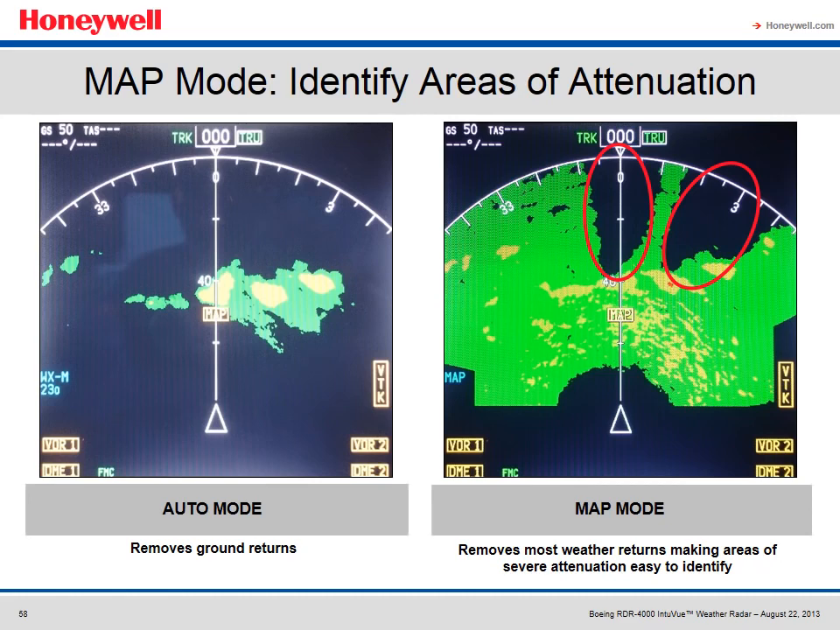The two pictures shown are from the same area. The picture on the left shows weather with ground returns suppressed. The picture on the right shows a ground map with the weather return suppressed. Notice the areas where the ground returns cannot be seen, indicating attenuation or radar shadowing. The weather here is strong enough that the radar beam cannot penetrate any further, so the storm might be worse than it looks or may extend further than it appears.